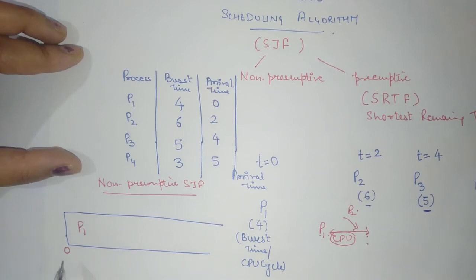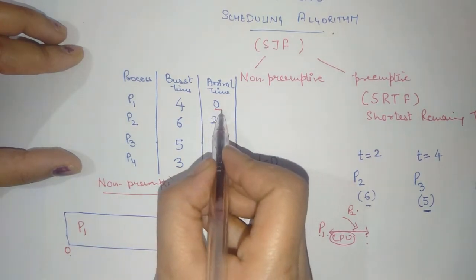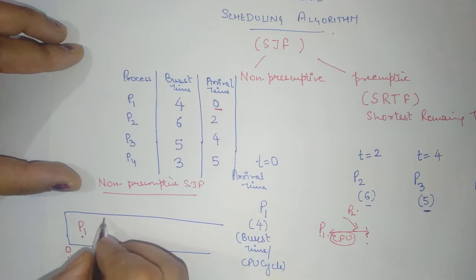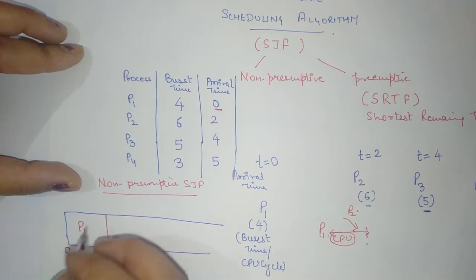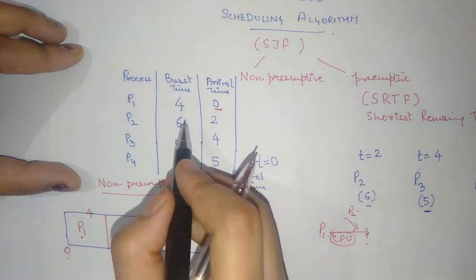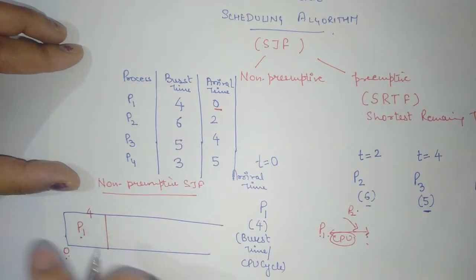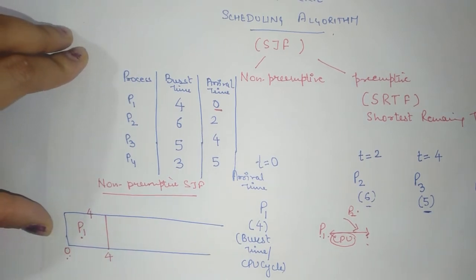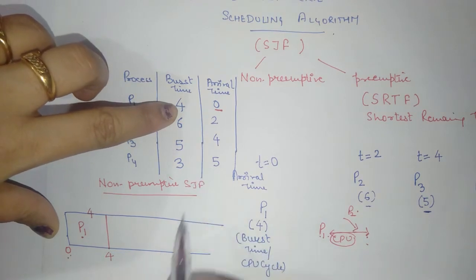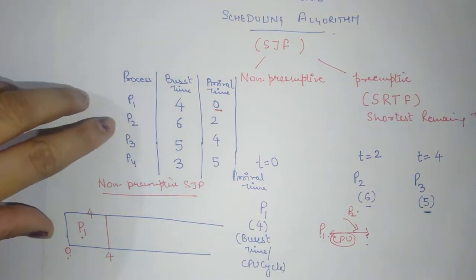P1 entered the ready queue at time 0, and the CPU is allocated to this process. How much time is it taking for its completion? The burst time is 4, and at 4 time units it completes its journey. But till 4, how many processes are in the ready queue?